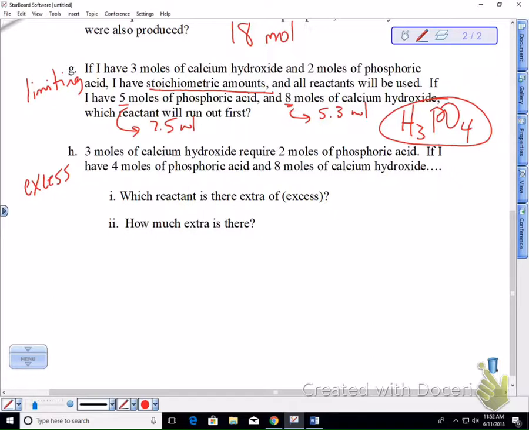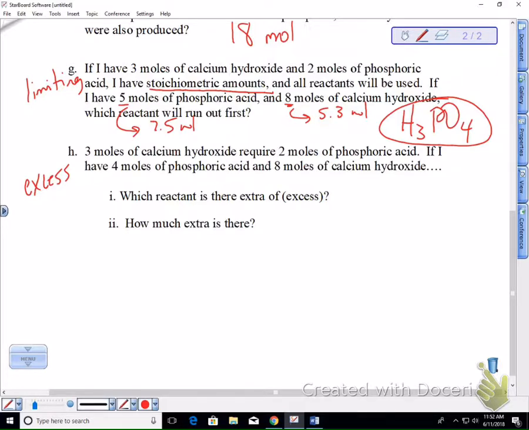In H, 3 moles of calcium hydroxide still require 2 moles of phosphoric acid. So the same ratio holds. If I have 4 moles of phosphoric acid now, and the 8 moles of calcium hydroxide, which reactant is there extra of? So I'm not asking which one runs out first, I'm just asking which one is left over.